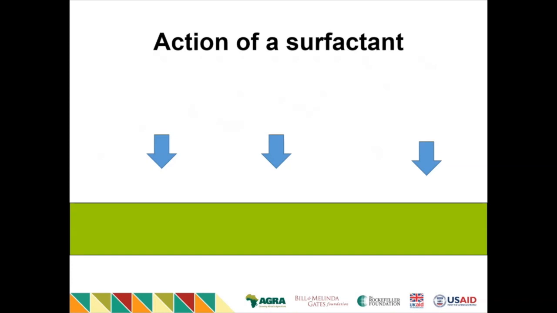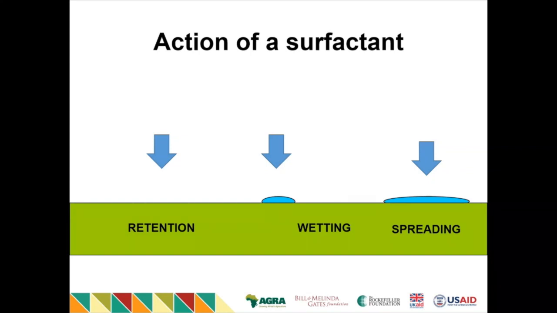This slide is basically going to show us what a surfactant does when added to a pesticide solution for spraying on a leaf surface, like a maize plant. Often the droplet that is sprayed will bounce off the leaf surface and will be lost and will not control the pest that is being sprayed.